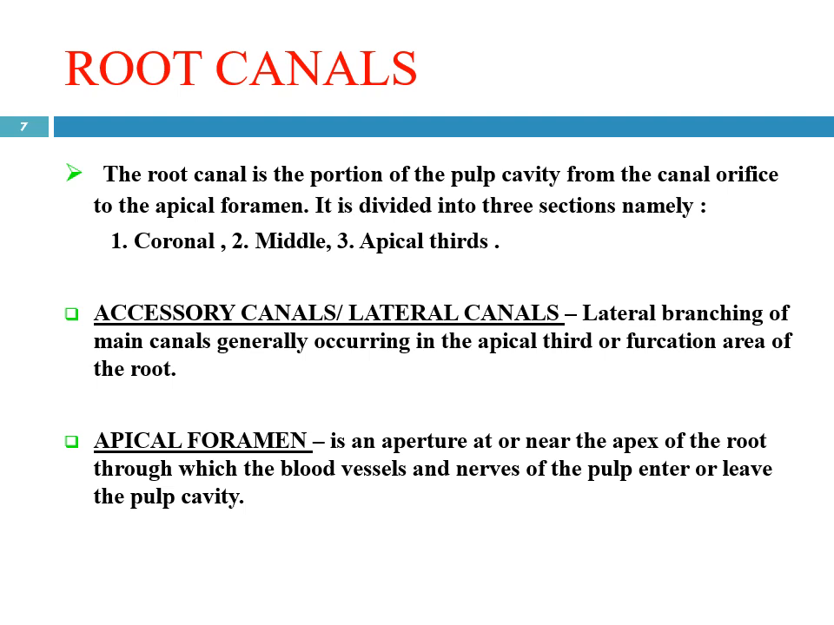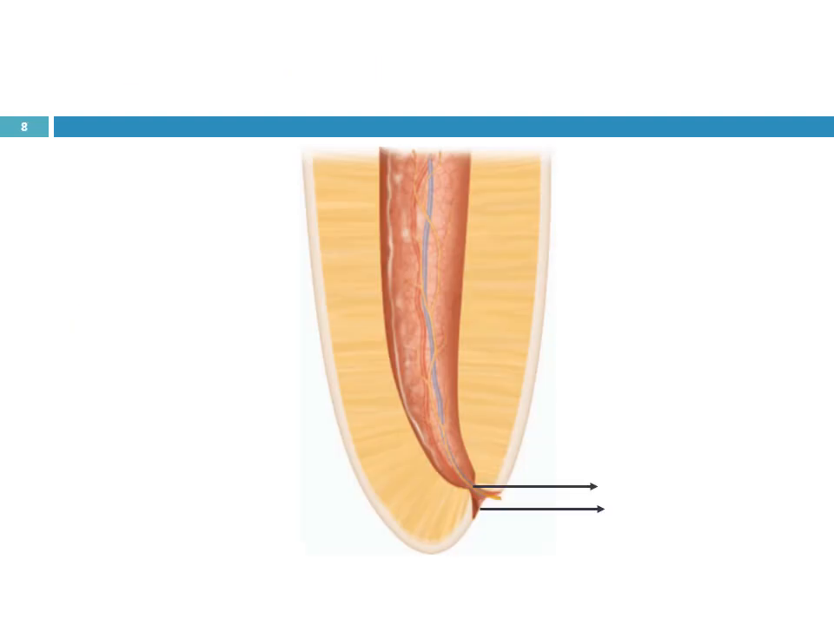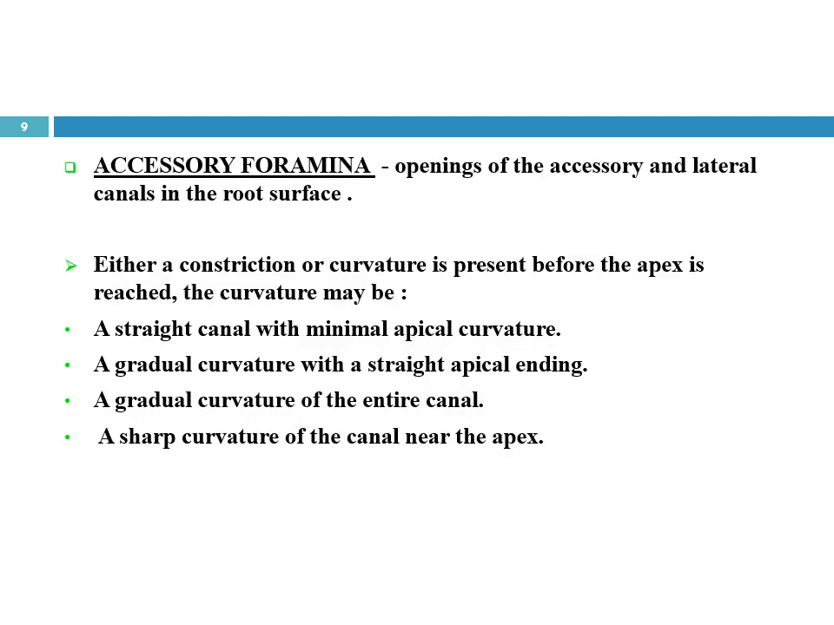The accessory or lateral canals are nothing but lateral branchings of the main canals, occurring in the apical third or in the furcation region. The apical foramen is the aperture at or near the apex of the root through which the blood vessels and the nerves enter or leave the cavity. So this is the representation of the apical foramen. The accessory foramen is nothing but the opening of the accessory or lateral canals on the root surface.